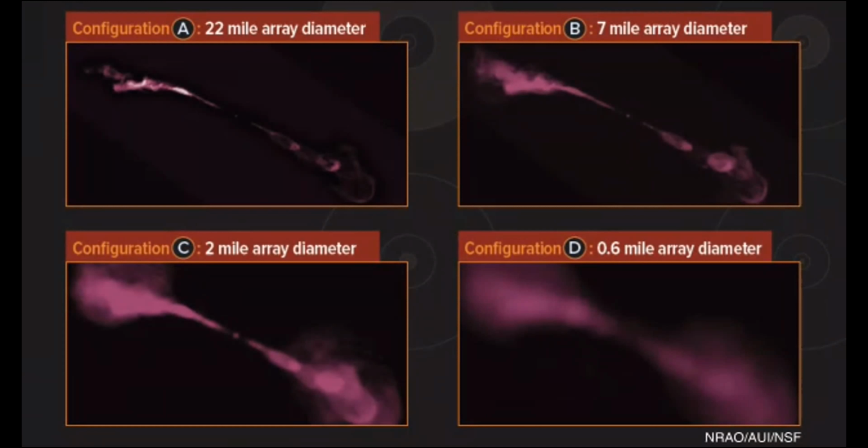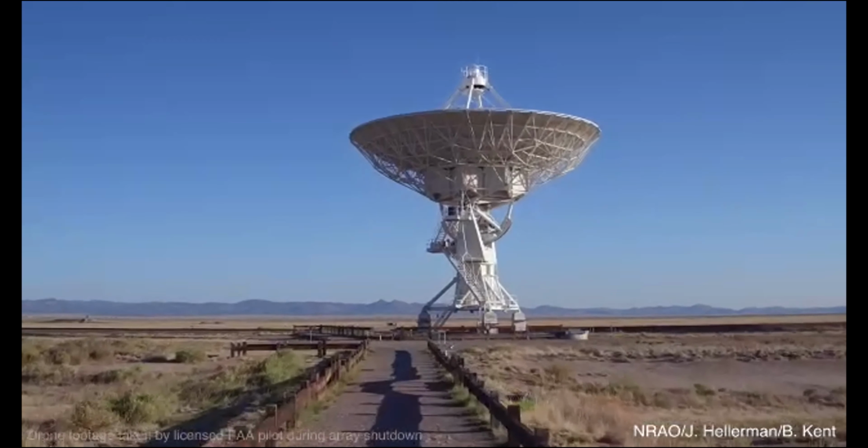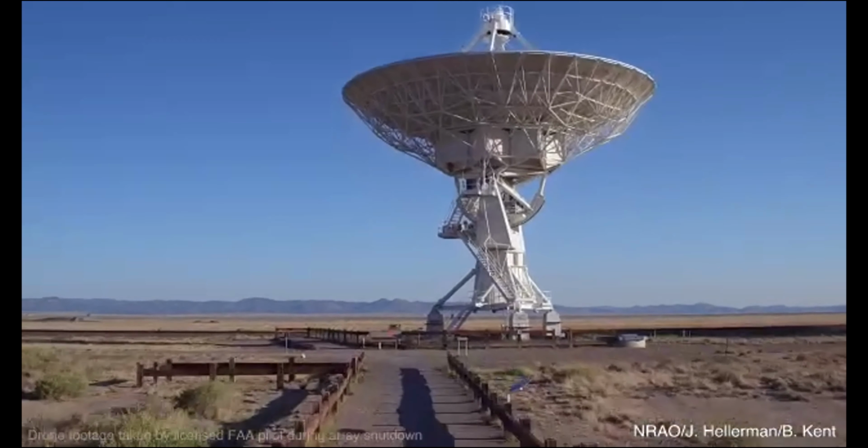And in our smallest configuration, the D configuration in the lower right-hand corner, we can see the diffuse structures like the woofly lobes of the jets coming out of this galaxy. This is a unique ability of the VLA, and it's what makes it such a powerful and versatile instrument. The other thing that makes it such a powerful instrument is the hardware itself.